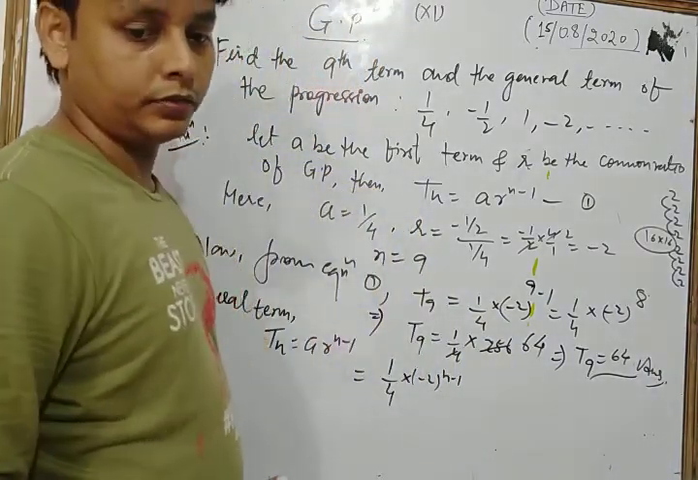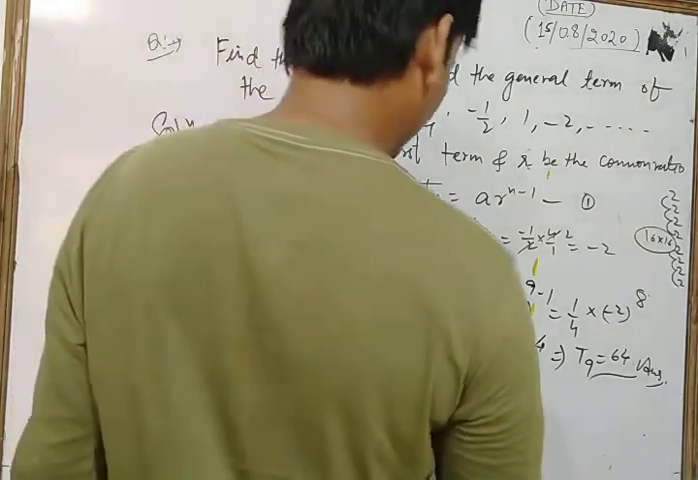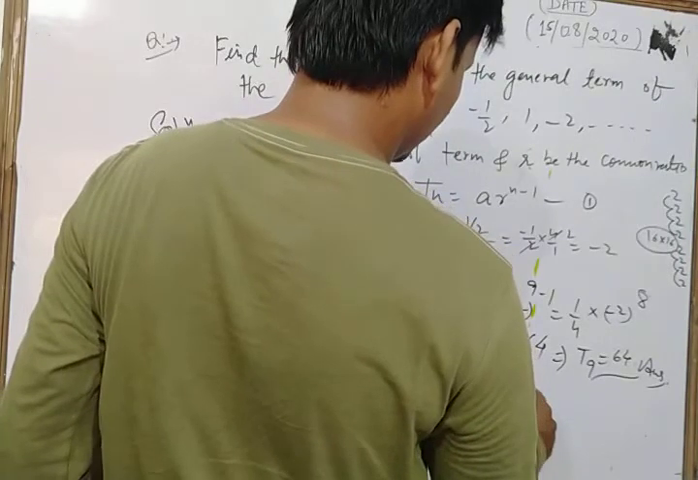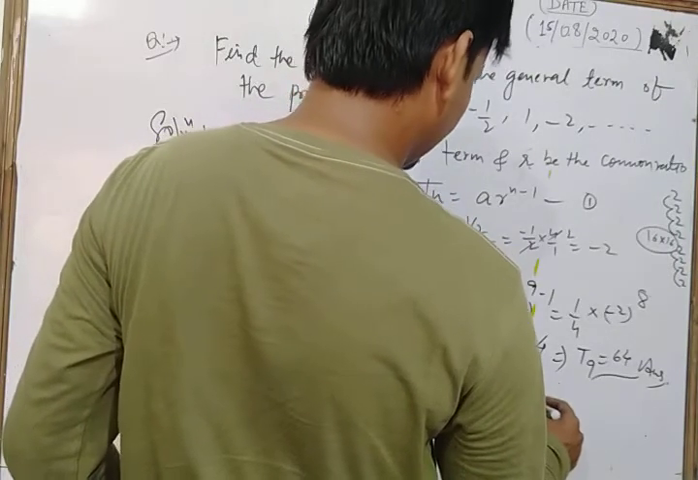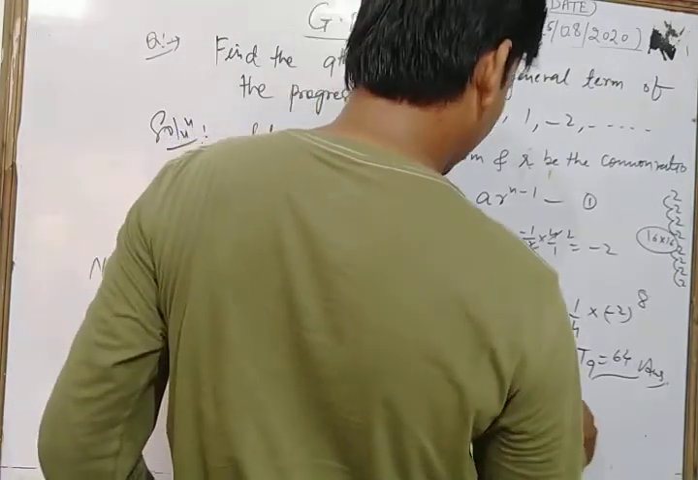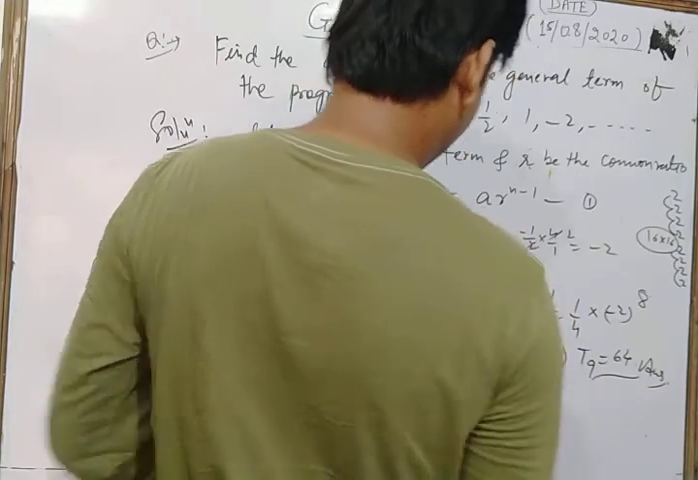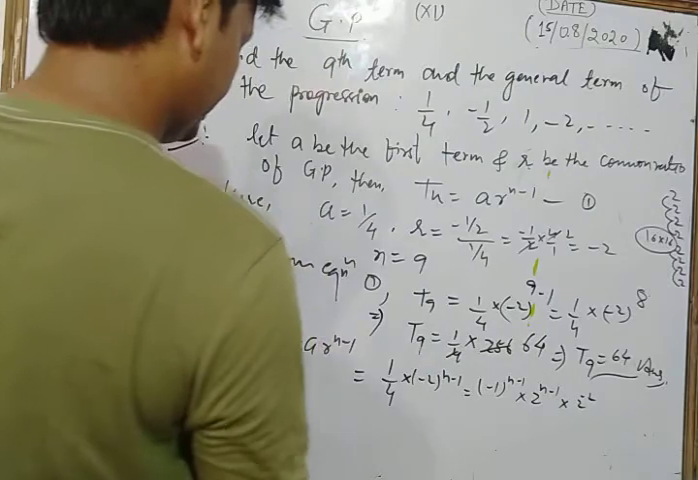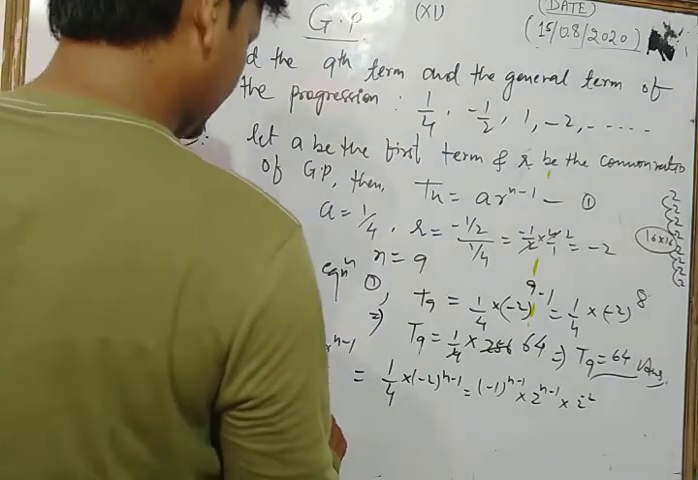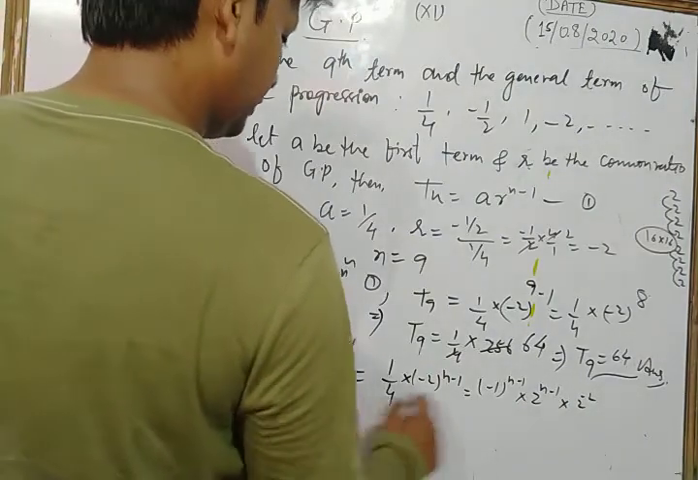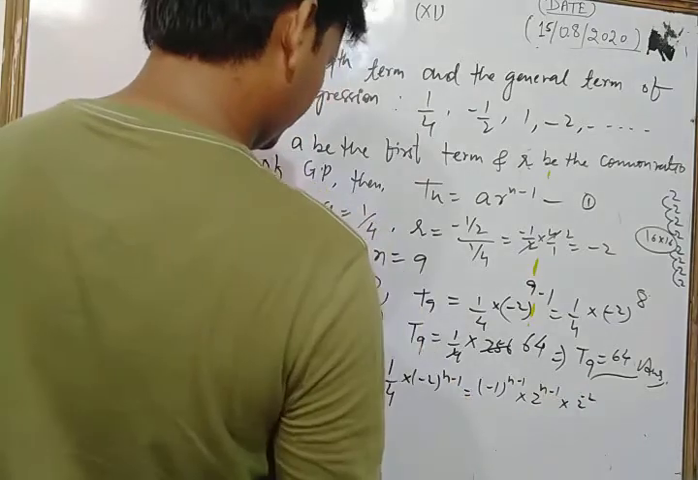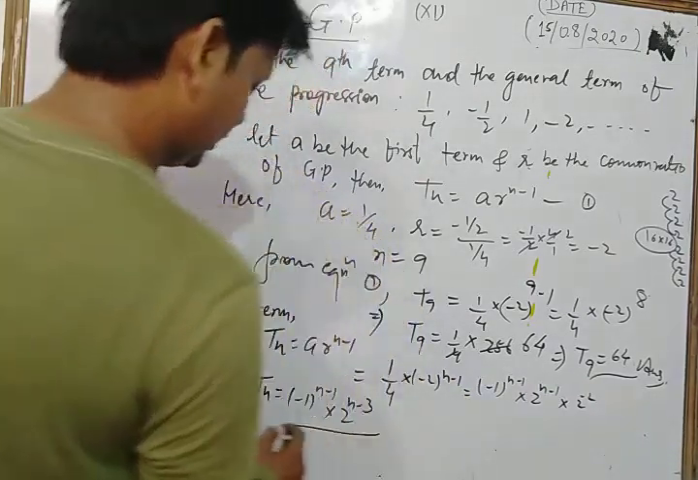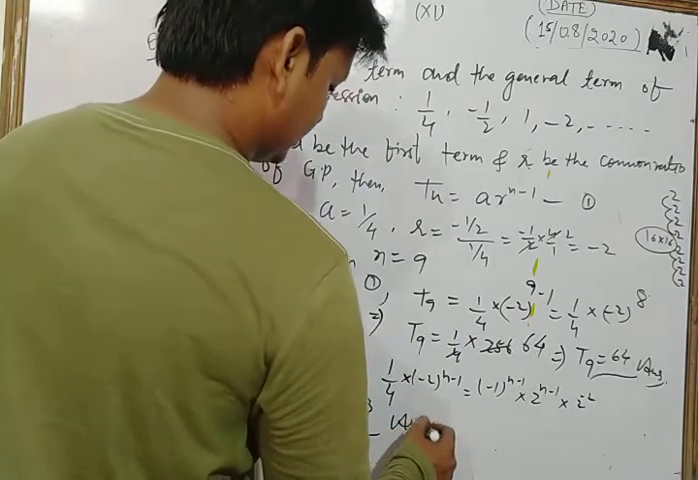So dear students, we can write it in this way also. We write minus 1 separately, with 2 to the power n minus 1, and 2 squared in the denominator, which we write as 2 to the power minus 2. So the general term of this is minus 1 to the power n minus 1 times 2 to the power n minus 3. This is the another answer.